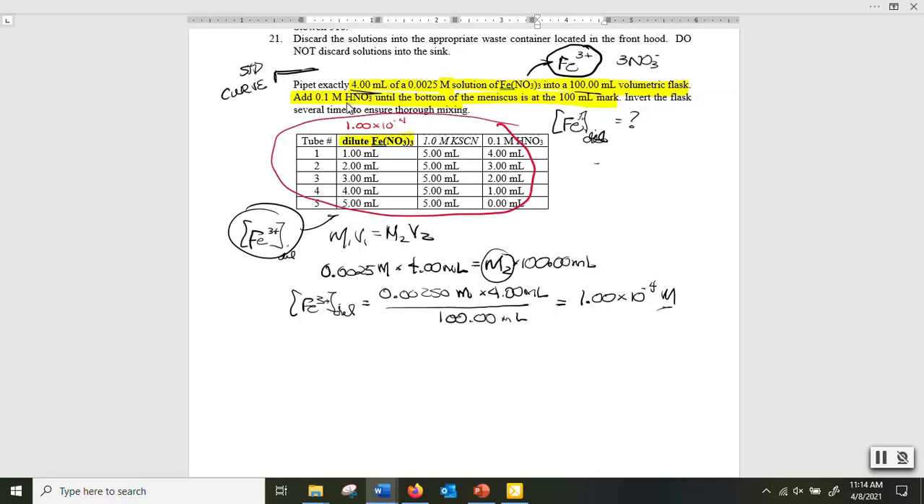Oh, why did I use nitric acid? Well, when you think about it, here we've got iron nitrate, iron 3 nitrate. So I'm just using something that I've already got in there. It's almost like diluting it with water, except it's got that nitrate, so I don't mess up the electrolyte balance. Okay, so now let's take a look at tube number 1.